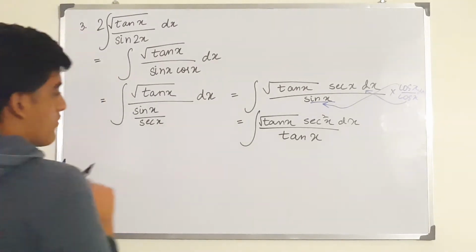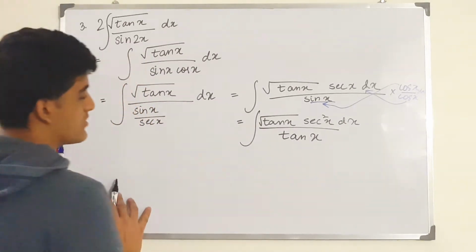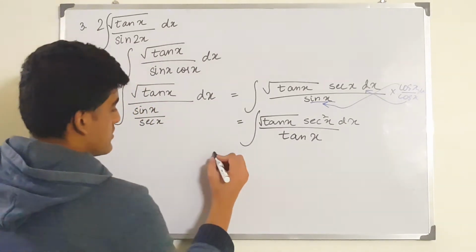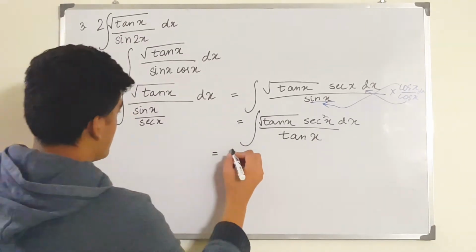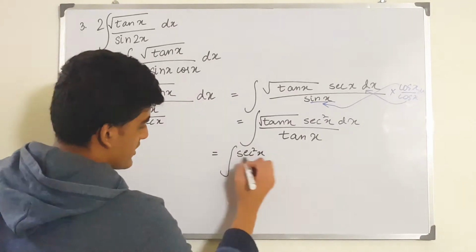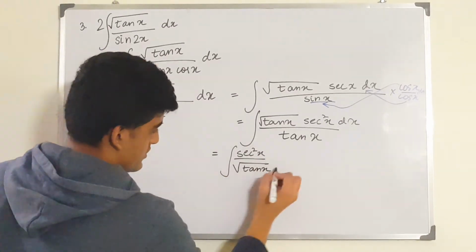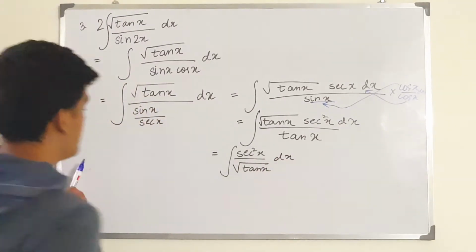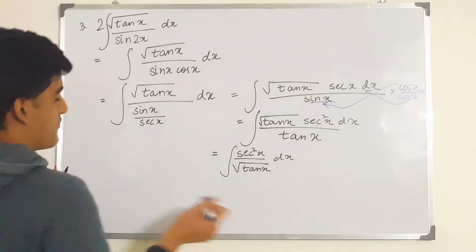So what do we do now? The root tan x, so this is basically root tan x multiplied by root tan x. So we have a root tan x left in the denominator. The integral is sec square x divided by root tan x. That's what we're left with. Now obviously you might have guessed, we're going to substitute.